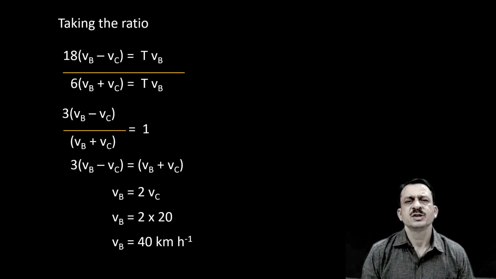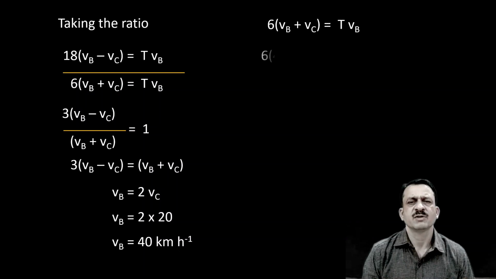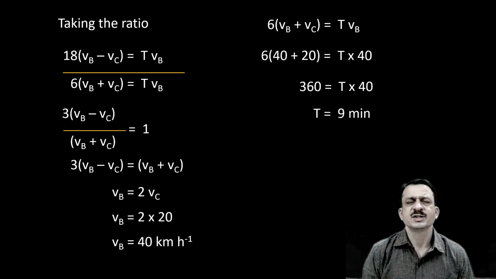Now substituting this value in either equation, we will take the second equation, that is 6 into (VB plus VC) is equal to T into VB. Substituting the values, the velocity of the bus is 40 and the velocity of the cyclist is 20, so 6 into 60 is equal to T into 40. On simplification we get 360 on the left hand side is equal to T into 40. Therefore 360 by 40 is 9 minutes. Therefore the time period of operation of the buses is 9 minutes.